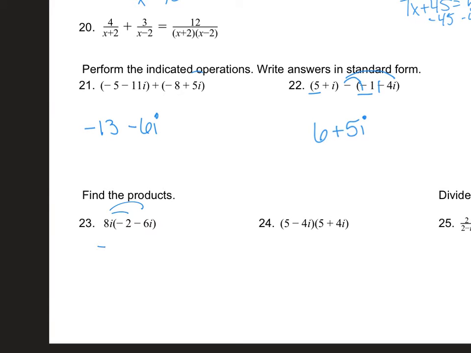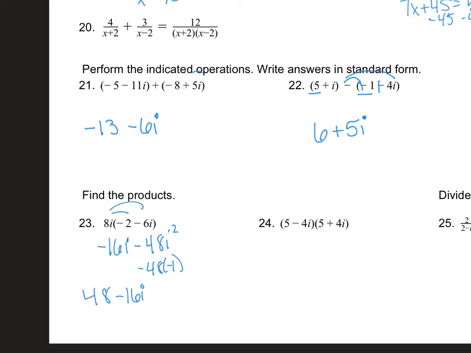Distribute. So I get negative 16i minus 48i squared. Remember, i squared is -1. So that's going to be a positive 48 minus 16i. Put your real number before your imaginary number.